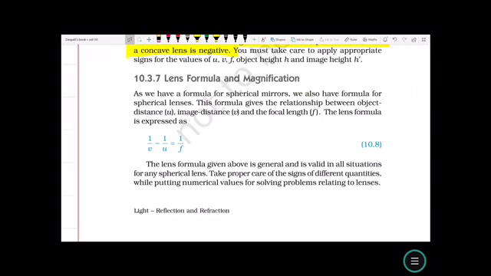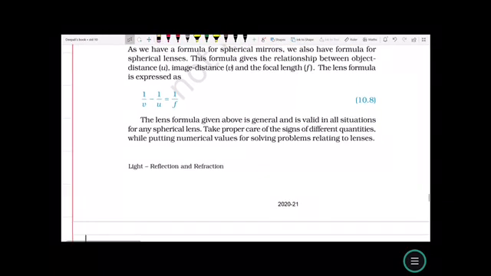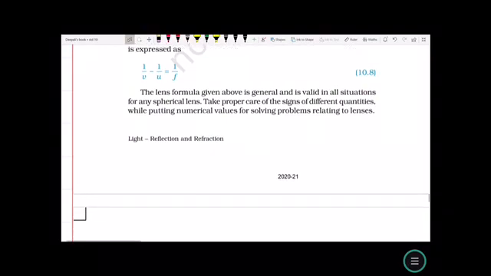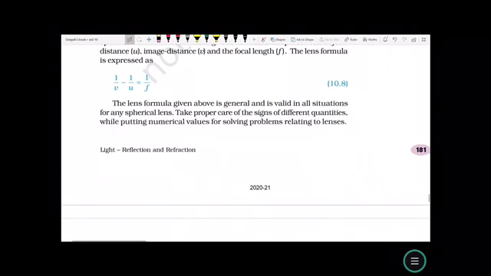As we have a formula for spherical mirrors, we also have the formula for spherical lenses, and this gives the relation between object distance, image distance and focal length f. The lens formula is as expressed below: 1 upon v minus 1 upon u is equal to 1 upon f. The lens formula given above is general, and it's valid in all situations for any spherical lens. Take proper care for the signs of the different quantities while putting numerical values for solving problems related to lenses.